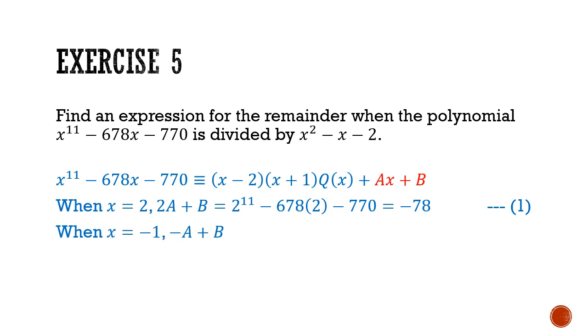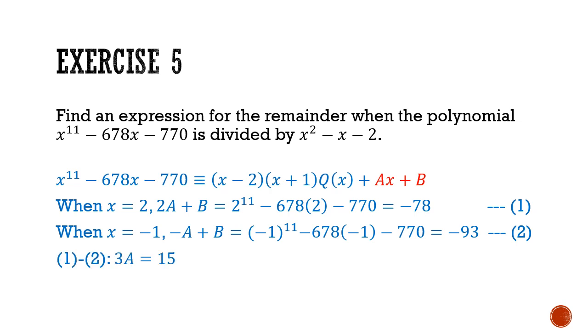Next, we substitute x equals -1. The remainder will be just -a plus b. And when we substitute -1 into the polynomial, we are going to get -93. And that is equation number 2.